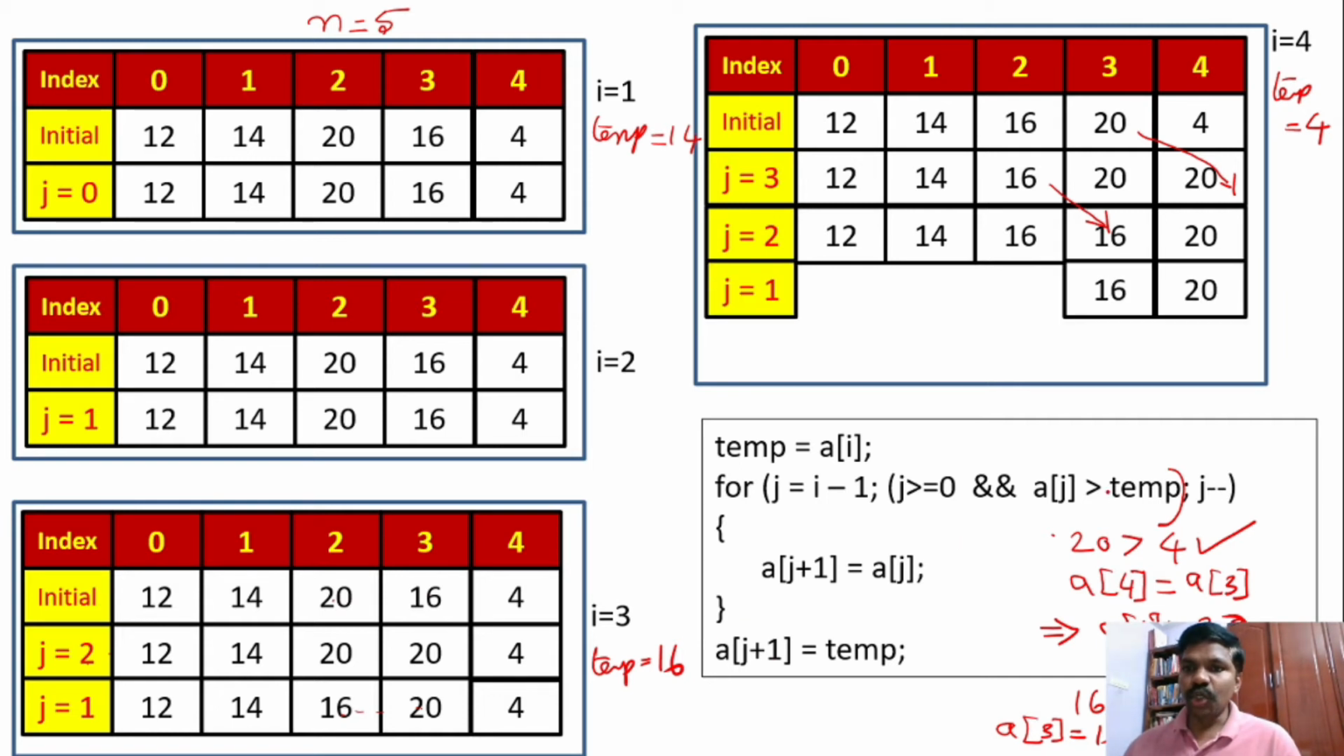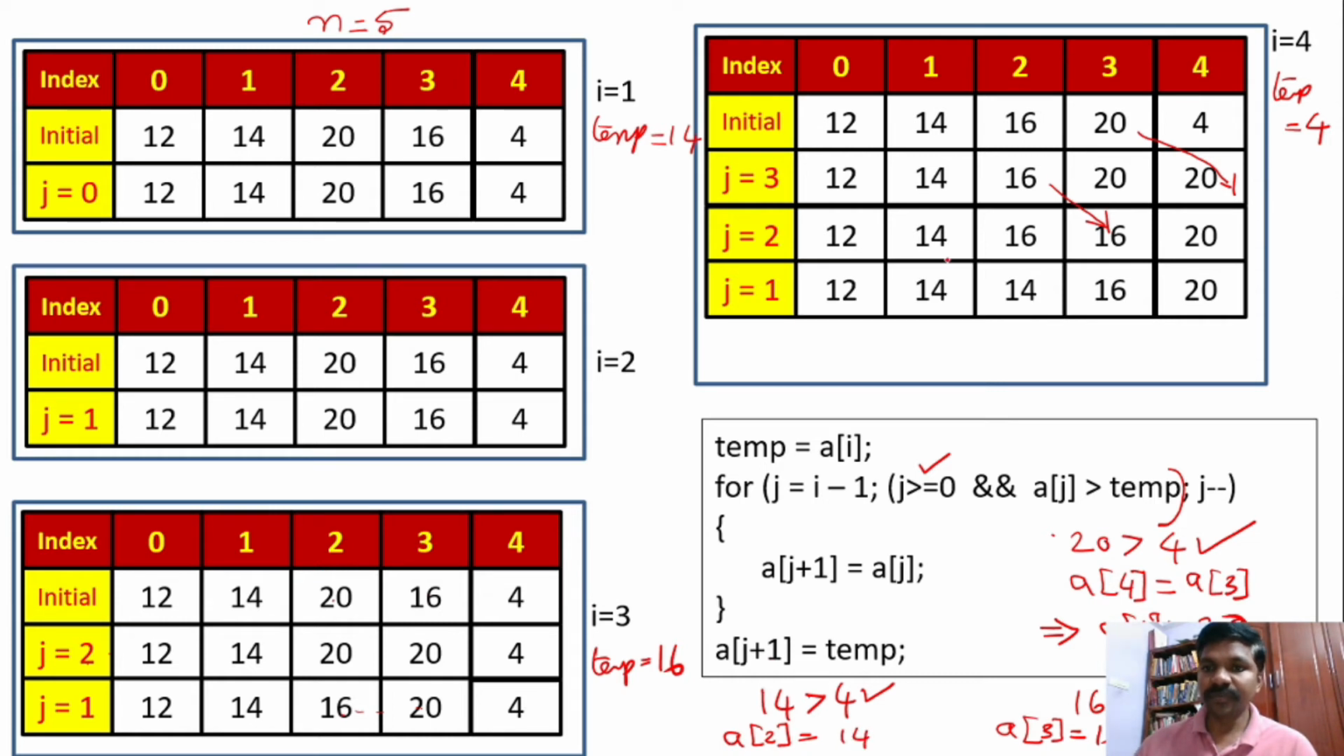Similarly, at j is equal to 1, j greater than or equal to 0, this condition is satisfied. A of j is greater than temp. That means a of j means a of 1, 14. Whether 14 is greater than temp, that is 4. Yes, this condition is true. In such case, what we need to do? A of j plus 1, that is a of 2, is equal to a of j, that is 14. So the 14 will occupy this position.